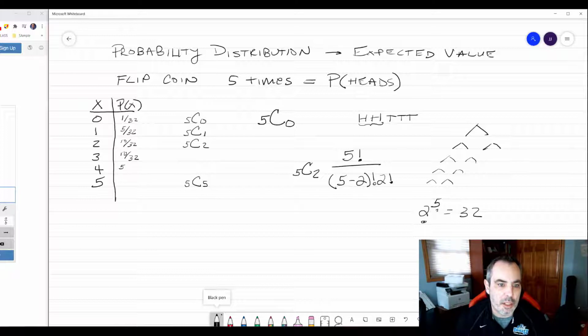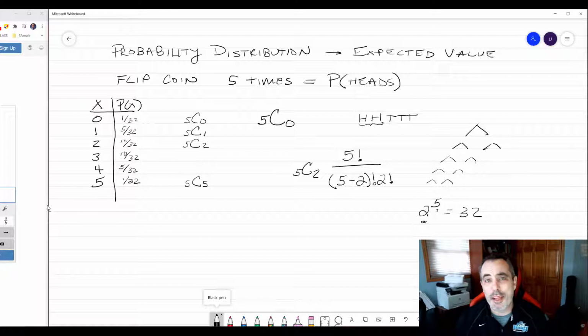It kind of repeated itself. It was symmetrical in this case. And those are the probabilities that I have. This is a probability distribution. It's discrete events, things that I can count, and I've got all the probabilities listed for each one.